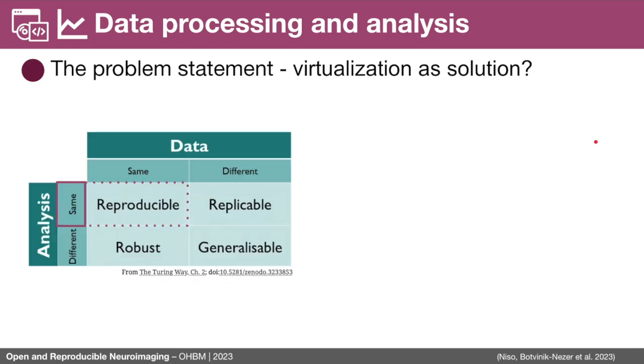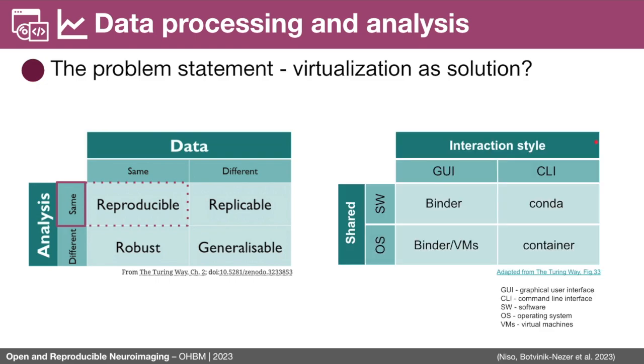And if we bring back our data analysis factorial design 2x2, we can actually make the same for interaction style and what is shared in virtualization technique. So interaction style can either be graphical user interface or command line interface, and what's shared is either the operating system or specific software only. And as you can see here, there's different options like Binder and Conda for software only, and for entire operating systems, that would be Binder, VMs, or software containers. And here we're going to focus on the latter because ideally we want to share as much as possible when we go down that road in order to make it as reproducible as possible.